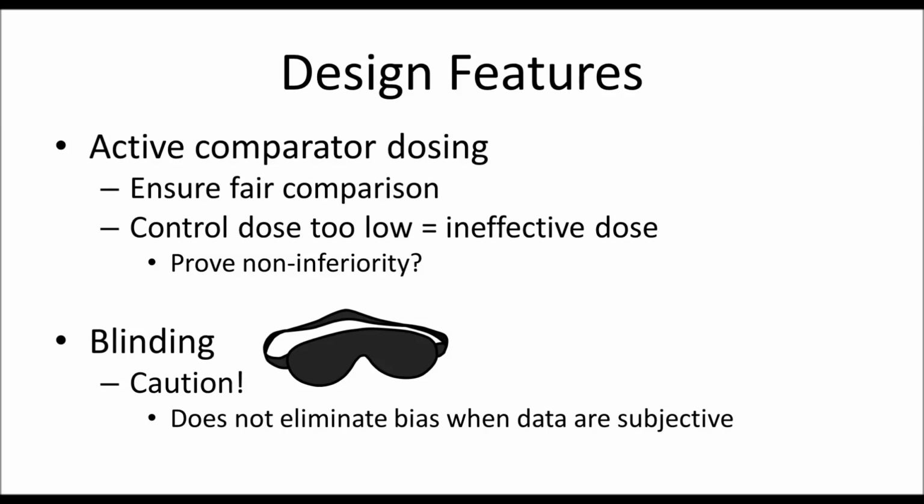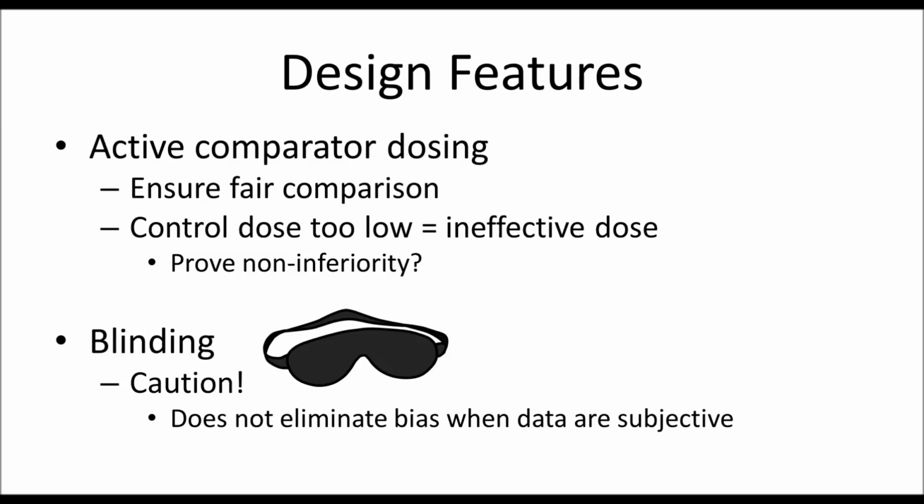The second design feature to be cautious about is blinding. While it is considered to be the gold standard in superiority trials, blinding will not always remove bias in a non-inferiority trial. In a non-inferiority trial, the goal is to prove that the new treatment is no worse. Therefore, the investigator may lean towards all results being similar.